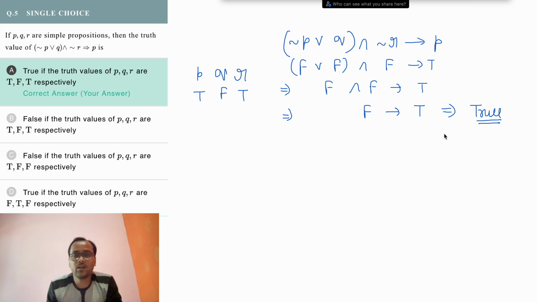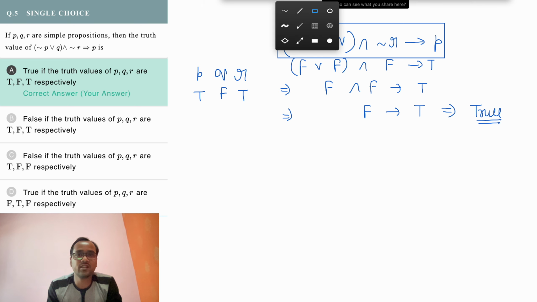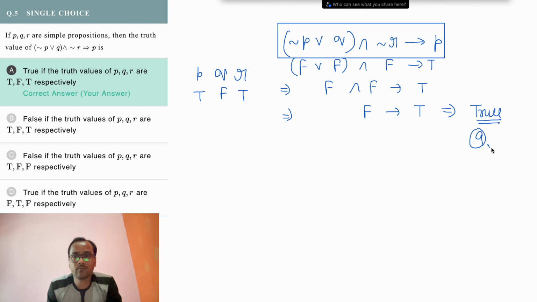because we know that in case of T implies F, true to false, that's false, otherwise it is always true. So false to true, it's true. That means the given proposition is true for this combination of P, Q, R, T, F, T. So option A is correct. Now if option A is correct, then we need not check any other option. Clear everyone? So option A is the right answer. Let's come to the next question now.